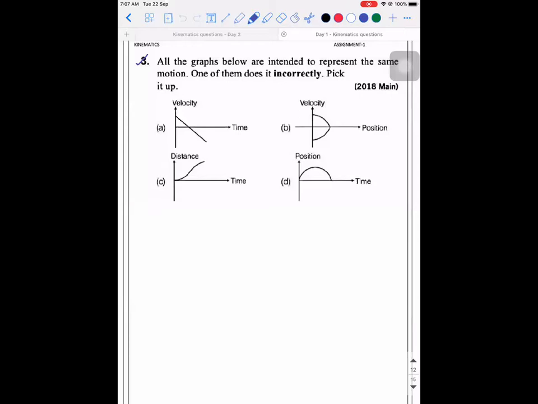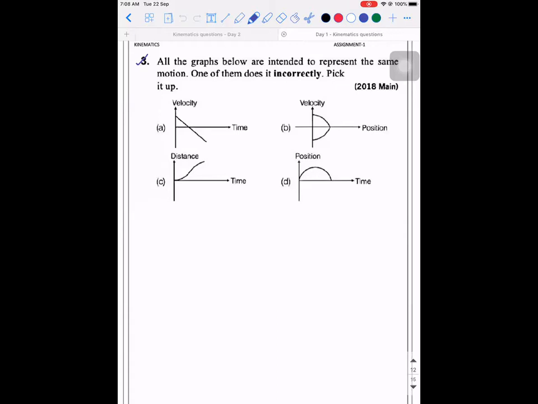So which one is wrong? C. Why C? D, sir. Think about it. No? See, what did they say?